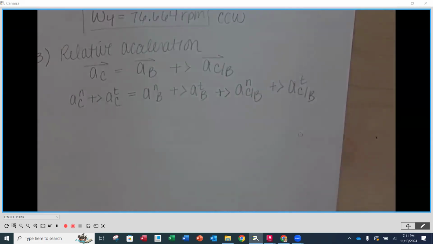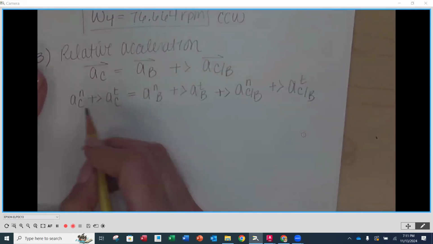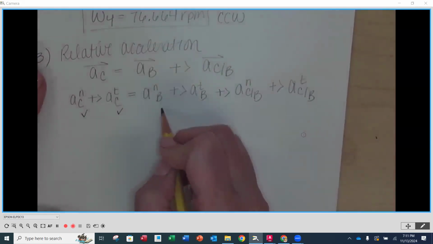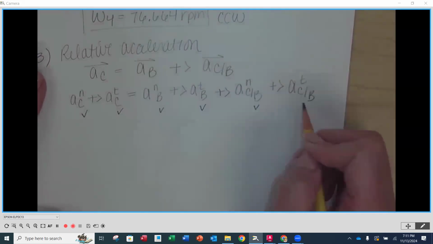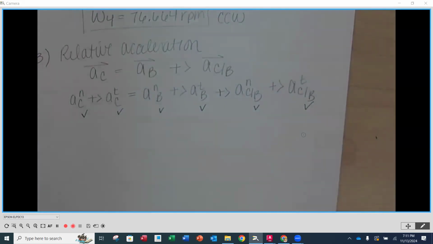All right. So now we need to determine what we know and what we don't know. For all of these, we know directions. We do know directions for all of these because it's either going to be along the line, maybe from the point to its center of rotation, or it's going to be perpendicular to that. So if you wanted to, you could add the second check mark for each and every one of these. It's the magnitudes that we may or may not be able to figure out.